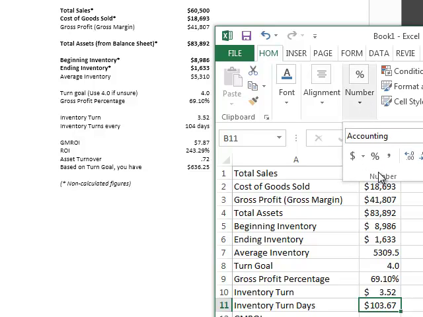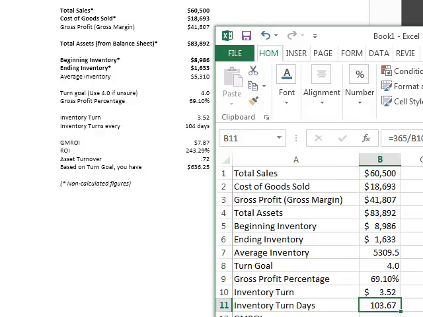And in this case, we just want a number. So 103.67, and we always round up, so it would technically be 104 days is what it takes for us to have our inventory sell. So approximately a little over every 3 months.